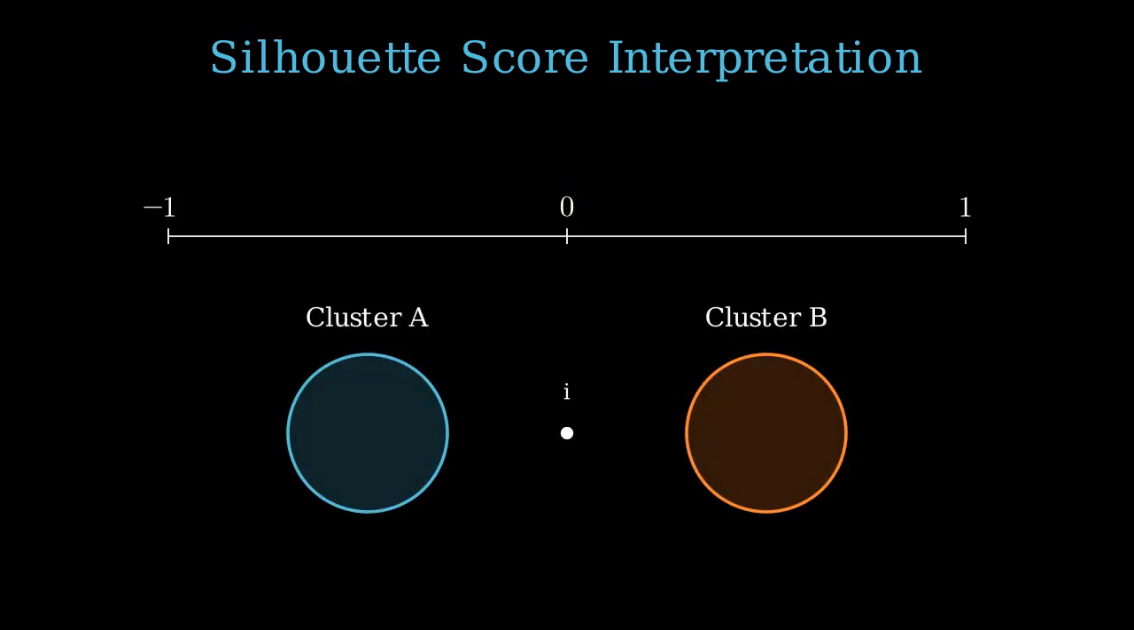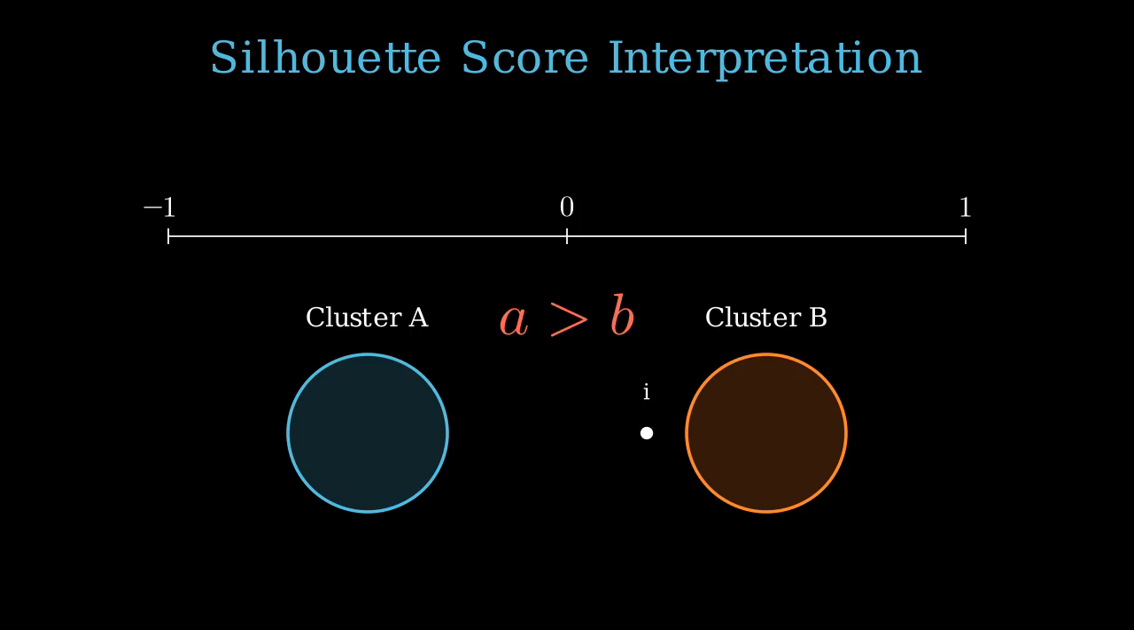It suggests the point lies right on the decision boundary between two clusters, making its assignment somewhat arbitrary. The most critical result, however, is a negative score. If the score is closer to -1, it means A is actually larger than B. In plain English, this means the point is closer to a different cluster than the one it was placed in, suggesting a likely error in the clustering process.